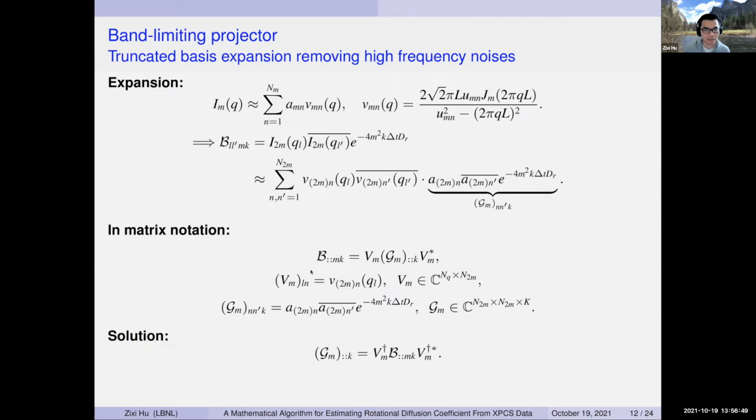In matrix notation, fixing M and K, B equals matrix Vm times Gm times the conjugate transpose of Vm. Here Vm is the matrix whose entries are the values of the basis function at the grid points, and Gm is unknown. In order to solve for Gm, we first calculate the pseudo inverse of Vm, which is Vm dagger, and then multiply Vm dagger on the left side and right side of the matrix B, and then we can get the unknown matrix Gm. Then for each n, we can get a tensor Gm by putting different k together. This is the input to the next step.